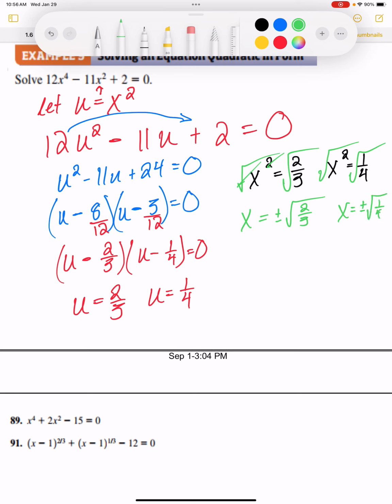Now let's start with the 1/4. What's the square root of 1? 1. What's the square root of 4? 2. So plus or minus x is equal to positive or negative 1/2.